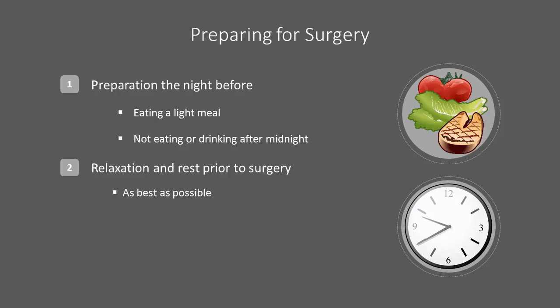Like most surgeries, preparing for a TURP simply involves eating a light meal the night before, then not eating or drinking after midnight or as instructed by your providers. Try to get a good night's sleep and relax as best as possible leading up to surgery.